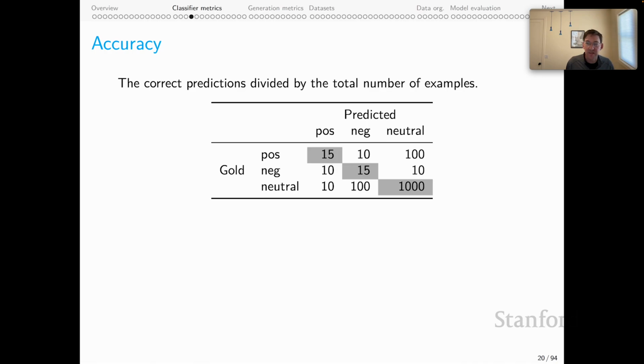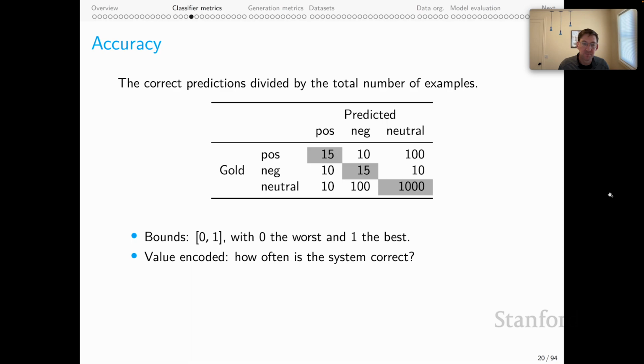Let's begin with accuracy. Accuracy is the correct predictions divided by the total number of examples. Given a confusion table like this, that means that we sum up all the diagonal elements and divide that by the sum of all the elements in the table. That's accuracy. The bounds for accuracy are 0 and 1, with 0 the worst and 1 the best. The value encoded in accuracy is just, in the simplest terms, how often is the system correct?